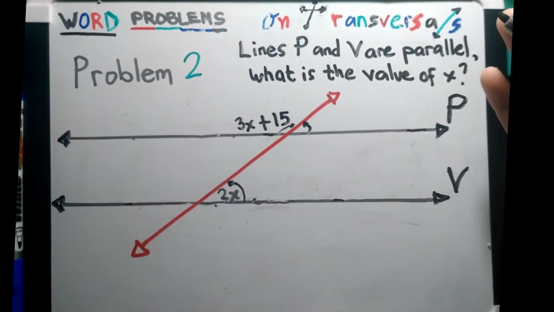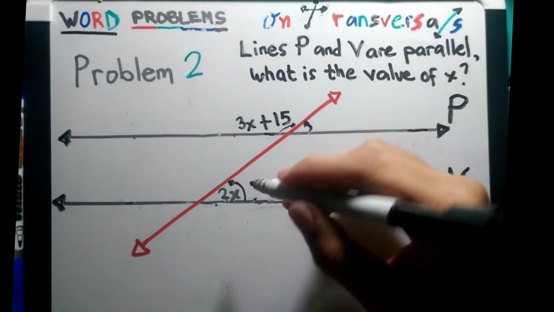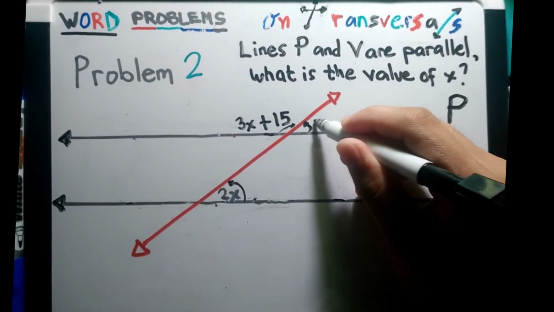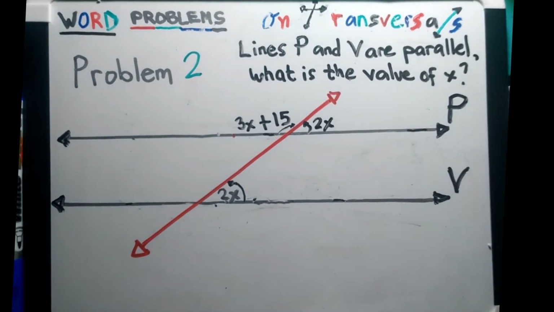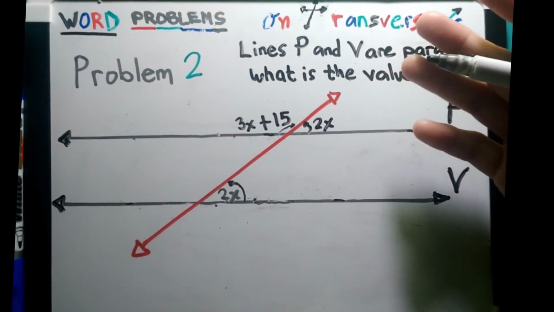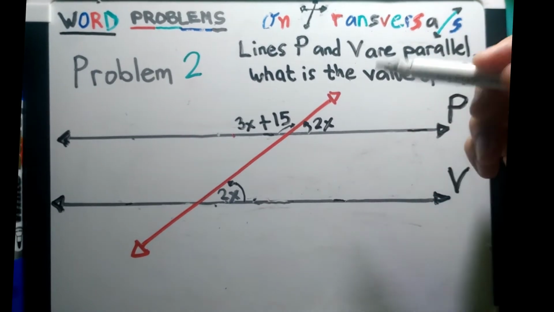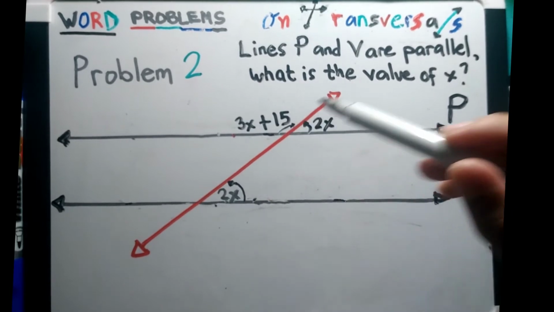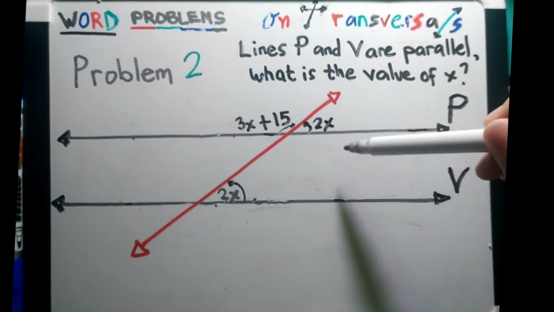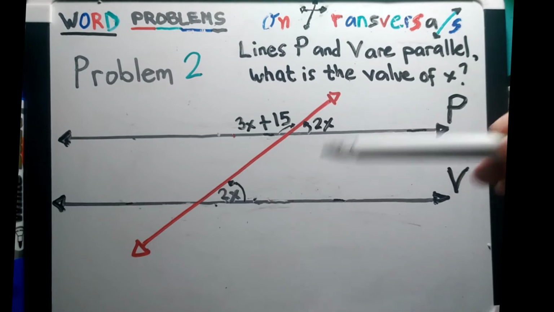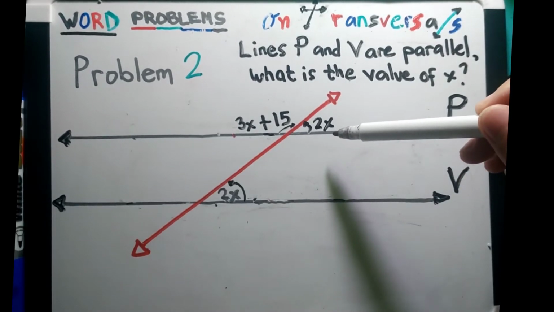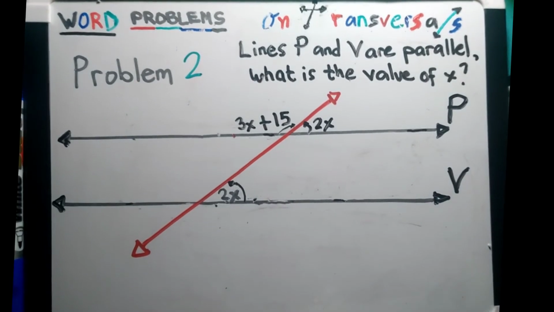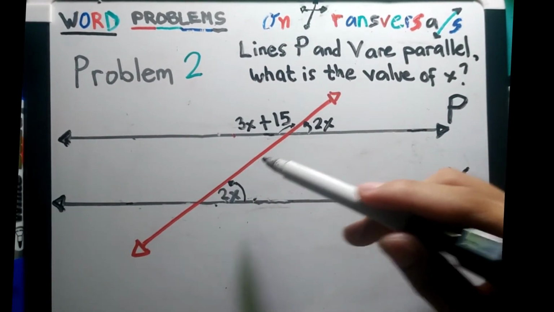Since corresponding angles have equal measure, if this is 2x, this one will also be 2x. So now we have found the adjacent angle to the first one, the given angle 3x plus 15. The second angle, which also has the measure of 2x, is adjacent to 3x plus 15. So these two angles are adjacent angles.